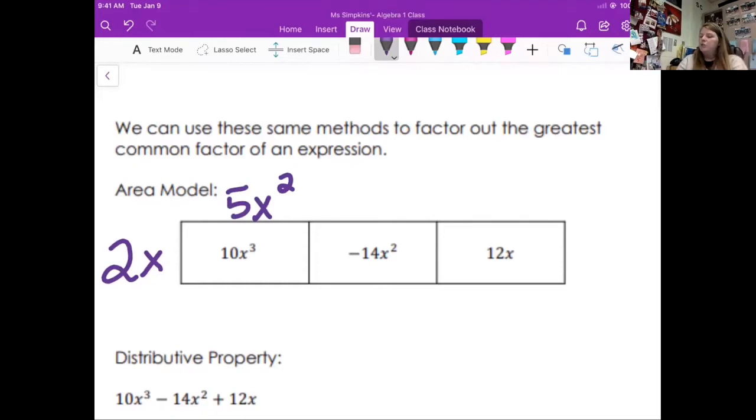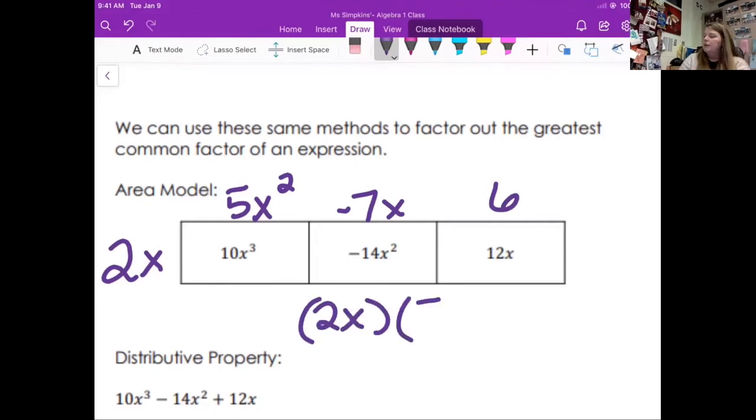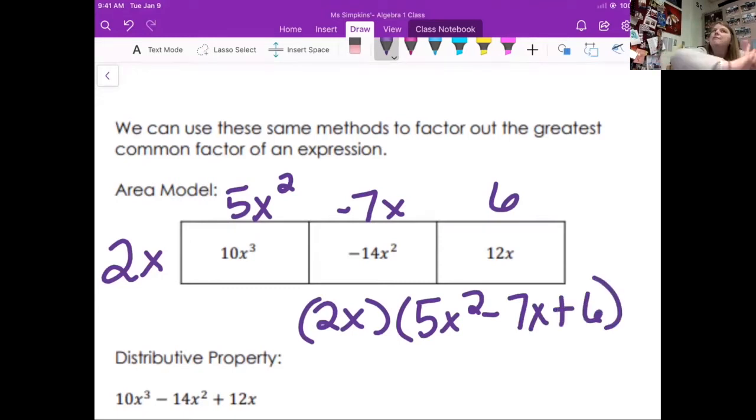For the second one, 2 times negative 7. And then I already have an x. I need an x squared. So it'd be x. And then the last box, 2x times 6 would give us 12x. So if I were to rewrite this, I would have 2x times 5x squared minus 7x plus 6. Those would be my 2 factors. 2x is the factor on the left. 5x squared minus 7x plus 6 is the factor on top.